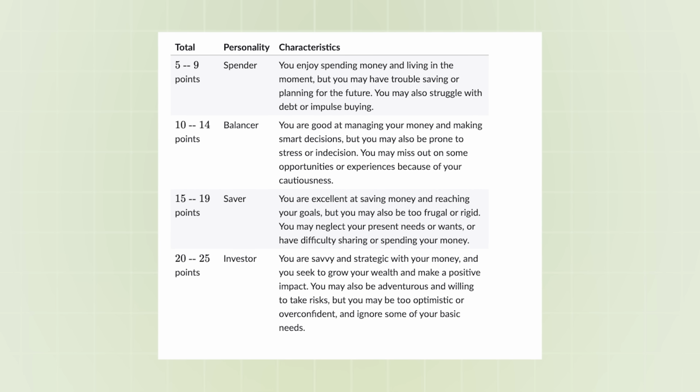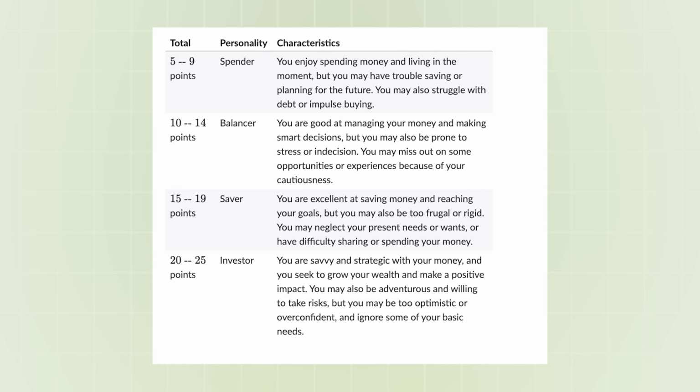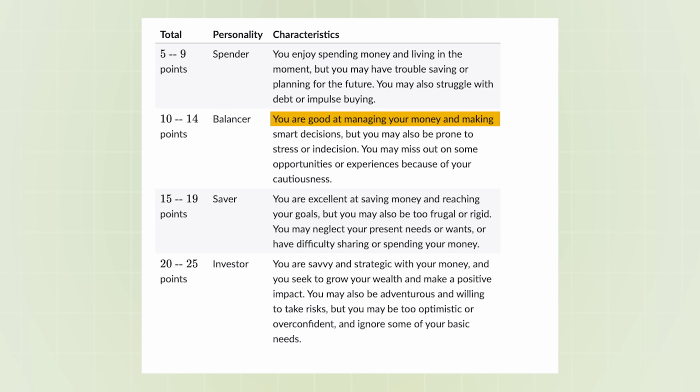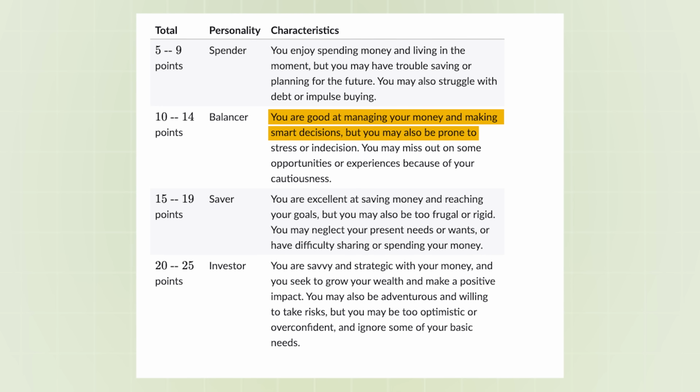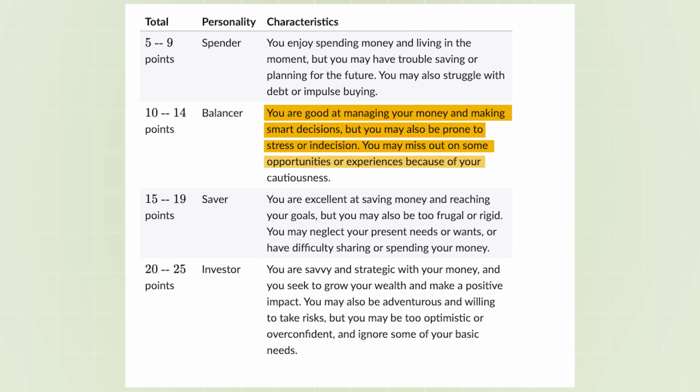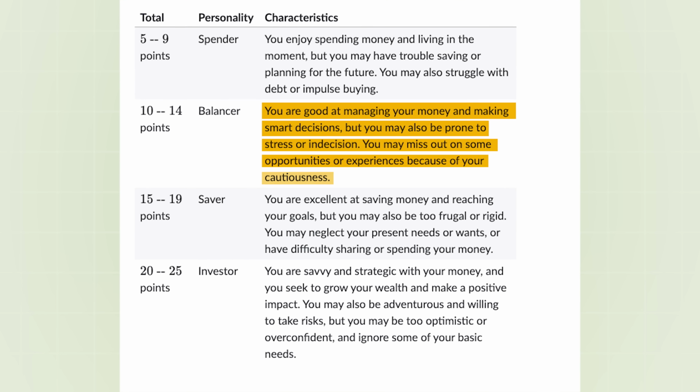For me, I got 12 points, which makes me a balancer. My strengths are that I maintain a balance between saving, spending, and investing. It says your characteristics are you're good at managing your money and making smart decisions, but you may also be prone to stress or indecision. You may miss out on some opportunities or experiences because of your cautiousness. That actually fits me really, really well.